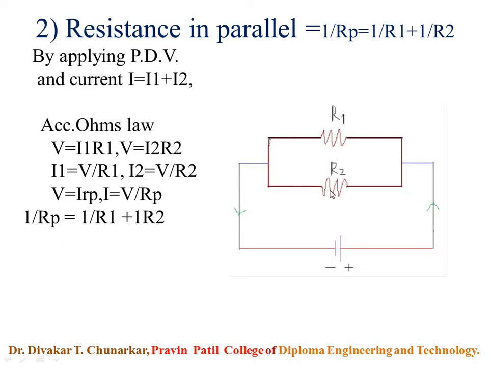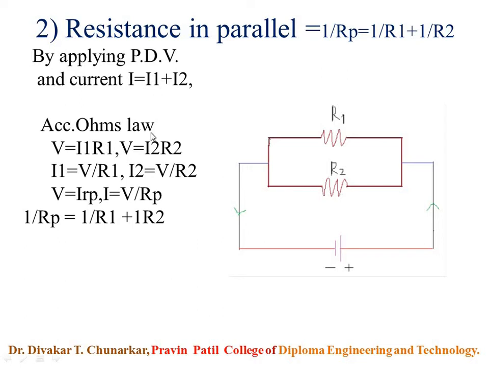This is R1 and R2, the resistances connected in the circuit in parallel combination. Here the current flowing through the circuit splits through R1 and R2. So I equal to I1 plus I2, where I1 is the current for R1 and I2 is the current for R2. According to Ohm's law, V equal to I1 R1 and V equal to I2 R2. So I1 equal to V upon R1 and I2 equal to V upon R2.